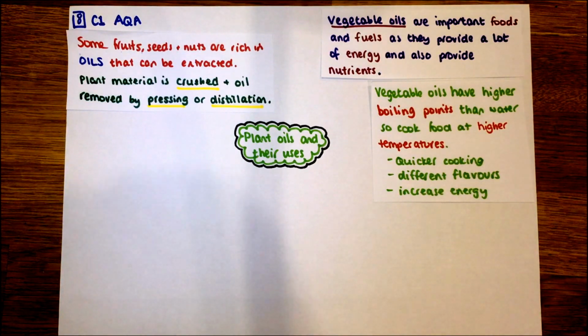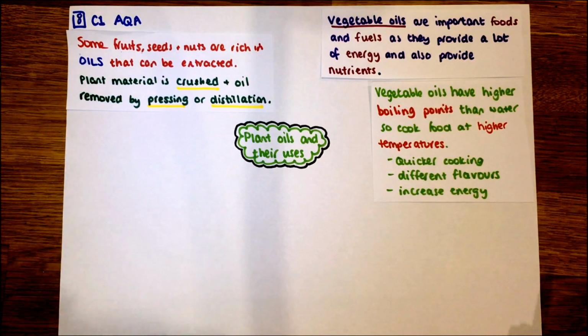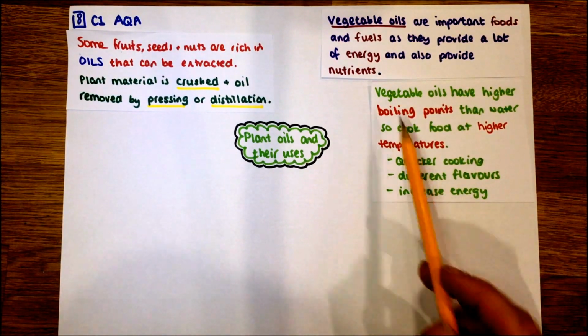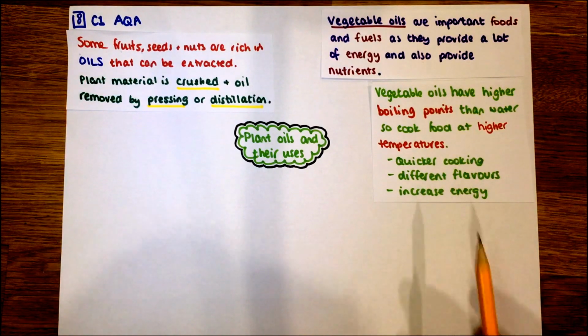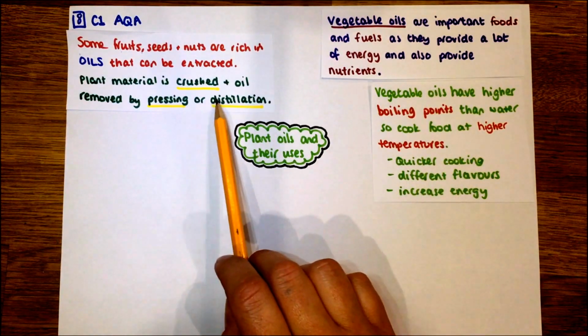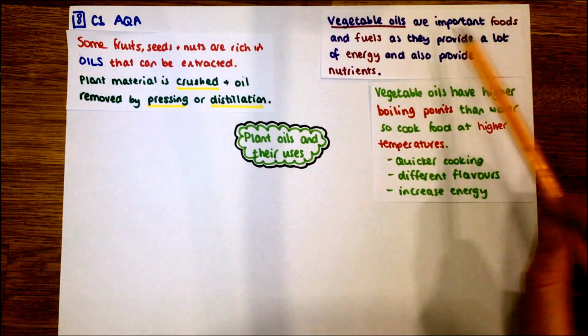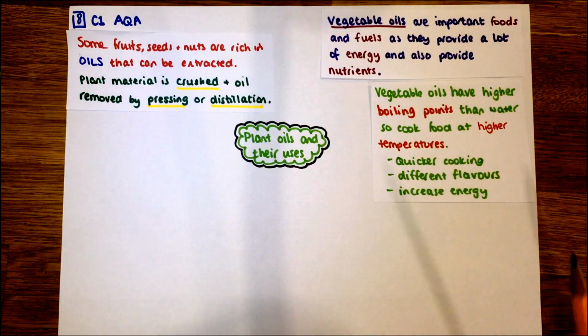The big negative though is it will increase the energy content of your food because you're cooking it in oil and not water, and oil contains a large amount of energy. If you were to cook all your food and fry everything, it would have a huge amount of energy, which would have negative impacts on our health. So that's what you need to know about oils, where they come from, how we can get them out, the properties of those, and how we use them in cooking.